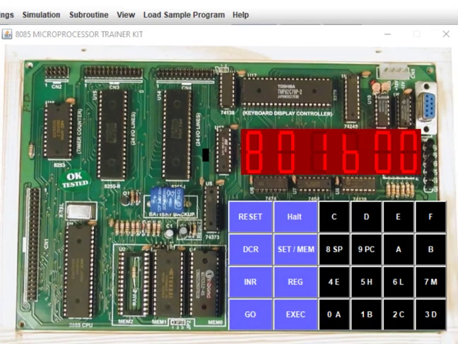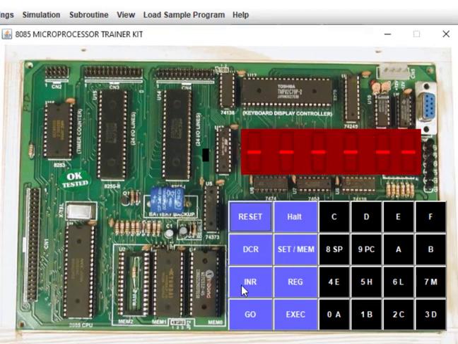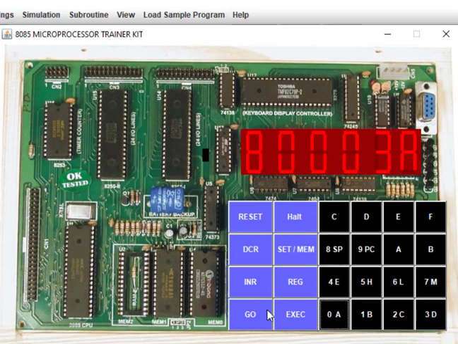Now after entering the code, we will execute the program. So reset, go 8000, and then execute. Now we have to check the result at 2300. So reset, set 2300, INR. So you are getting 60. As we have seen, 10 into 06, so 10 6 are 60.